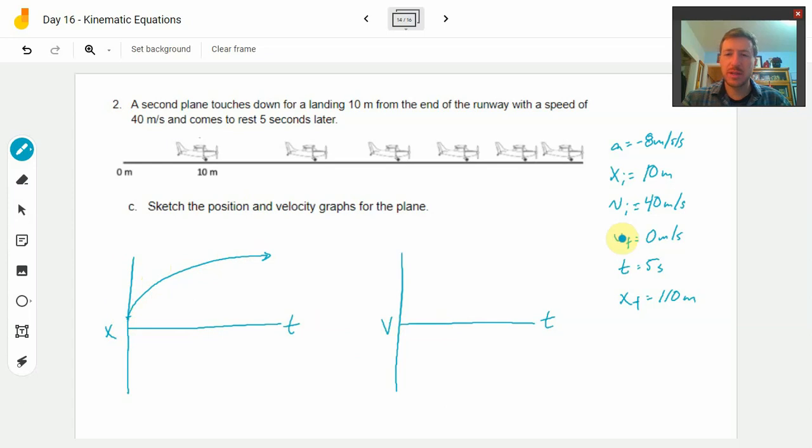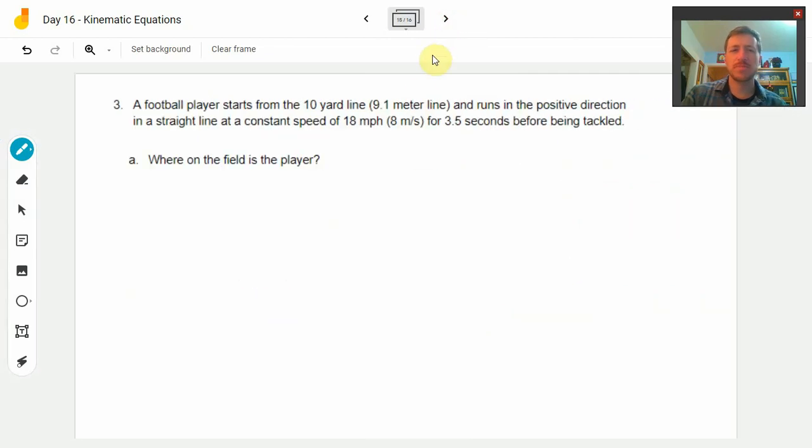Meanwhile, the velocity time graph, the initial velocity was actually 40 meters per second, right? So this would be 40 meters per second up high, and its final velocity is 0 meters per second, and that took about 5 seconds. And the acceleration was constant, so it's going to have a constant negative slope indicating a negative acceleration, which would look like that. And hopefully you guys remember that from what we talked about last week with position and velocity graphs. Hopefully that rings a good bell.